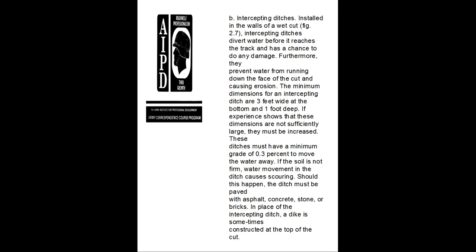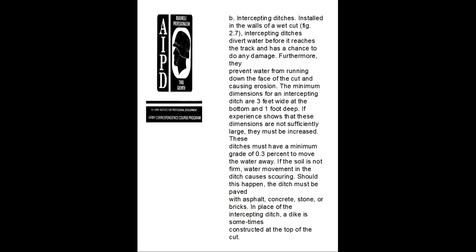Intercepting ditches are installed at the top of the walls of the wet cut. Intercepting ditches divert the water before it reaches the track, with no chance of doing any damage, preventing the water from running down the face of the cut or causing erosion. The minimum dimensions of an intercepting ditch are 3 feet wide at the bottom and 1 foot deep, and experience has shown that these dimensions are not necessarily large enough, but they must not be decreased. These ditches must have a minimum grade of 0.3% to move the water away.